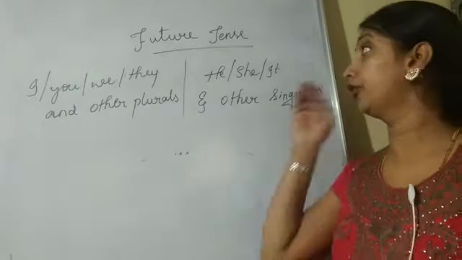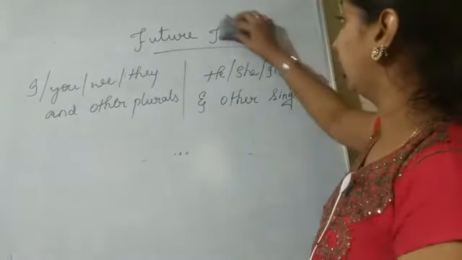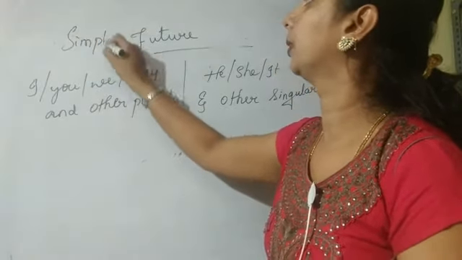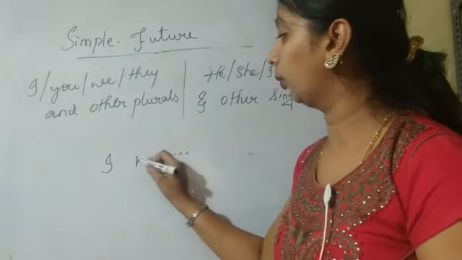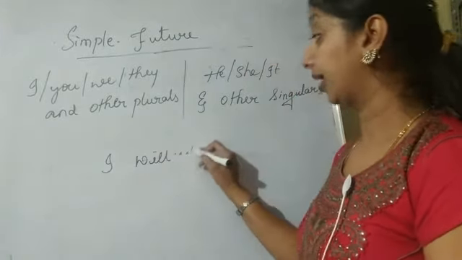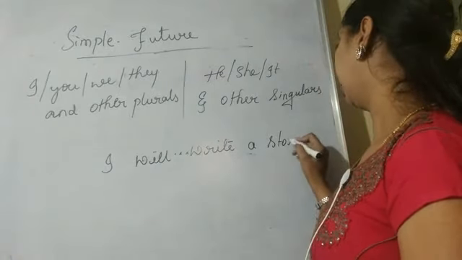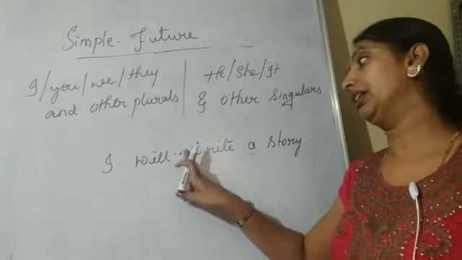Now let's go for future tense. In this future tense, simple future, correct? So in future tense we have to go for simple future. In simple future, let me take an example. I will write a story. I will write a story. So this is an example for future tense. I'll write a story.